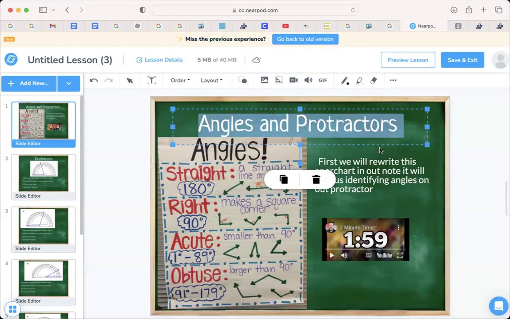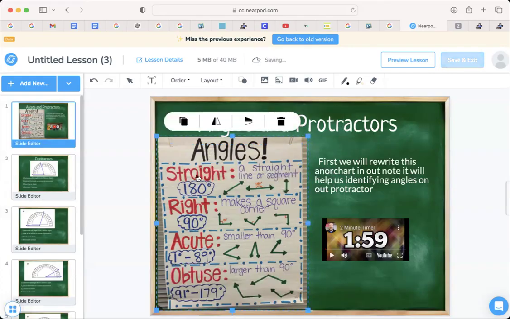All right. So we have angles and protractors at the top of our page. And today, our goal is to really understand each one of our angles before we go into understanding our protractors, okay?